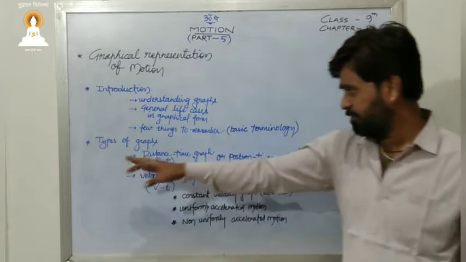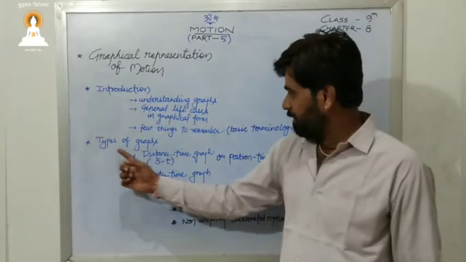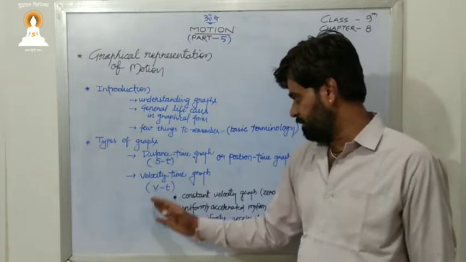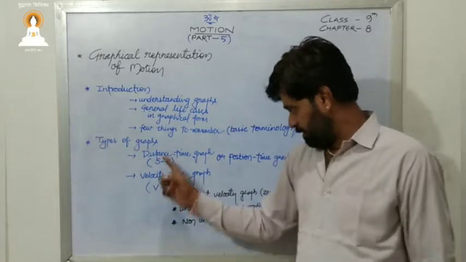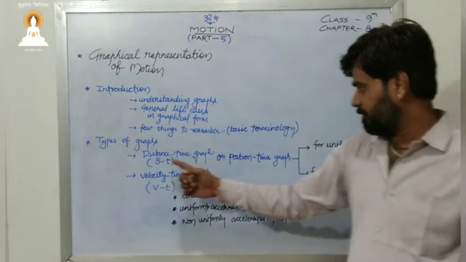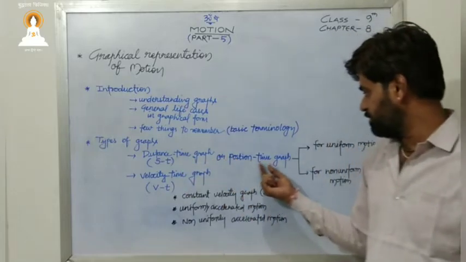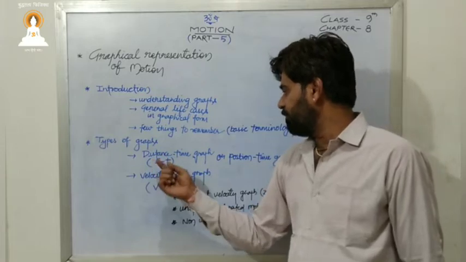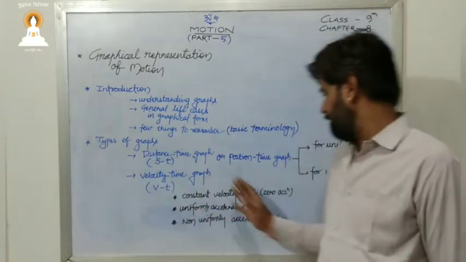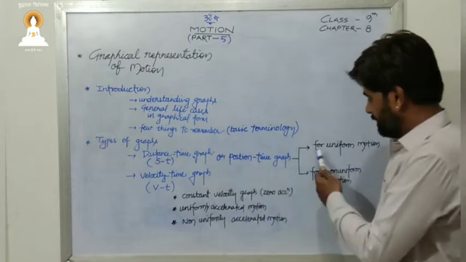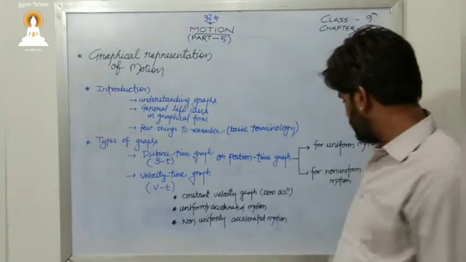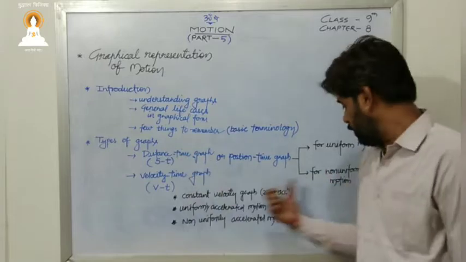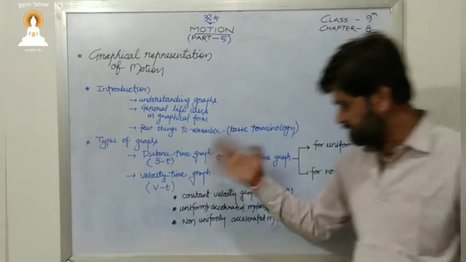The second one is more important, that is types of graphs. In this we will discuss the graphs which are there in your course, that is the distance time graph, also known as position time graph, symbolically the ST graph. In this we will see two types of motion, uniform motion and non-uniform motion. For uniform motion we will see the distance time graph, and for non-uniform motion we will also see the distance time graph.